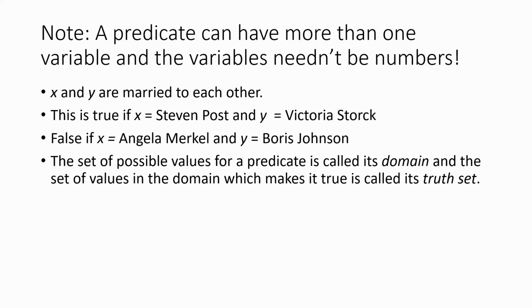A predicate can have more than one variable, and the variables needn't be numbers. So, for example, x and y are married to each other. That's a predicate. It's true if x equals me and y is Victoria, my wife. It's false if x equals Angela Merkel and y equals Boris Johnson. The set of possible values for a predicate is called its domain, and the set of values in the domain which makes it true is called its truth set.